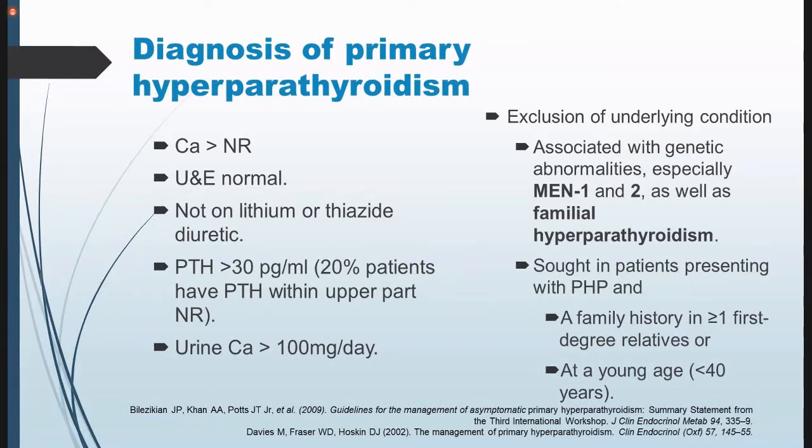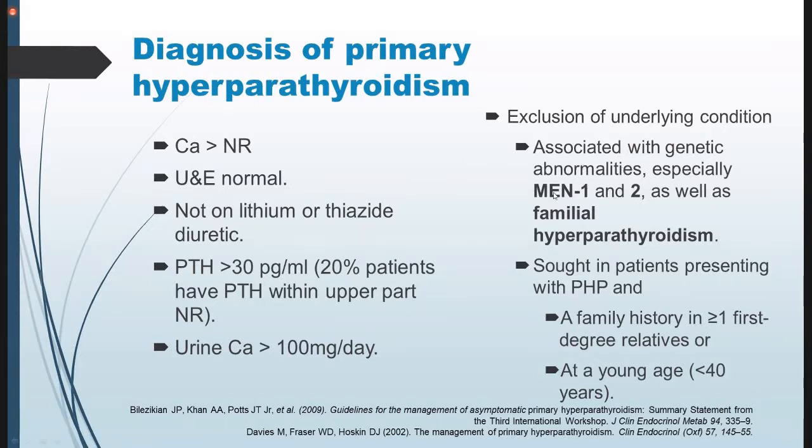So even in that range, if it is more than 30, then you have to think about it. The patient can have a normal-PTH hyperparathyroidism, but the PTH is now getting into the upper part of the normal range. The urinary calcium has to be more than 100 milligrams per day. And then you have to exclude underlying conditions, as I explained.